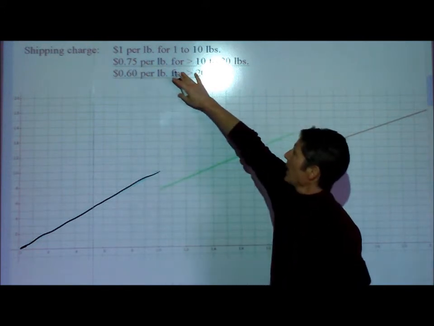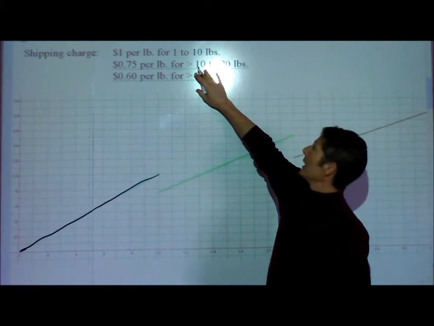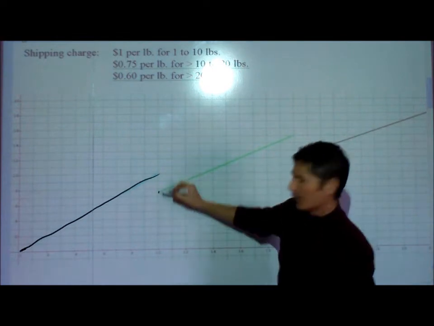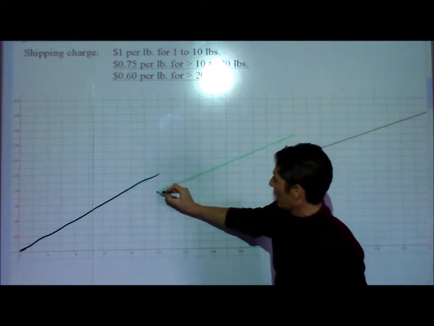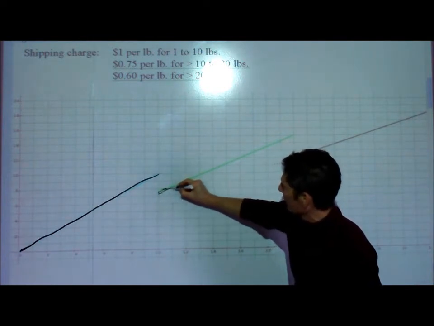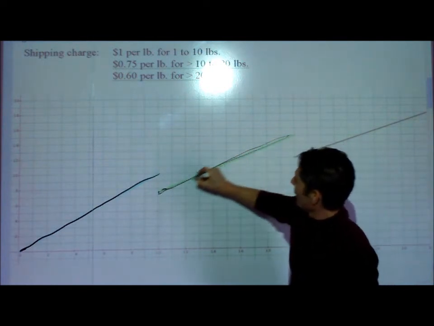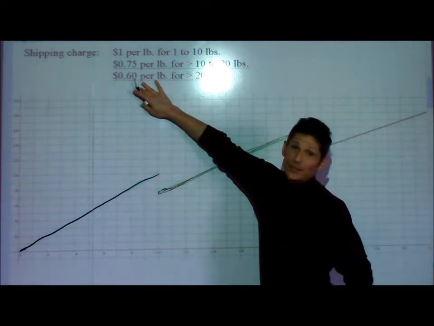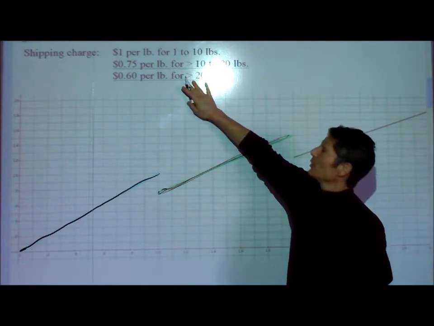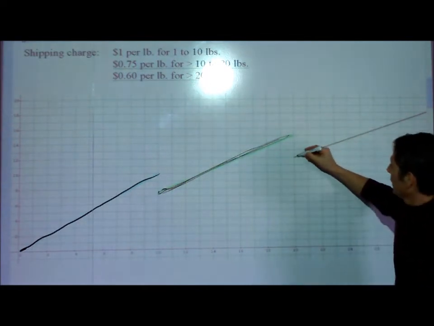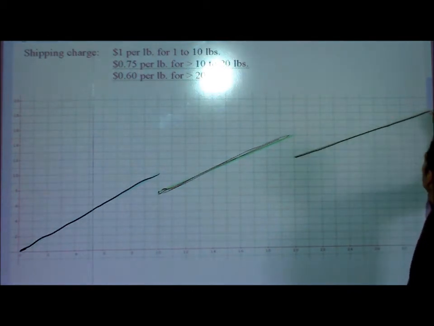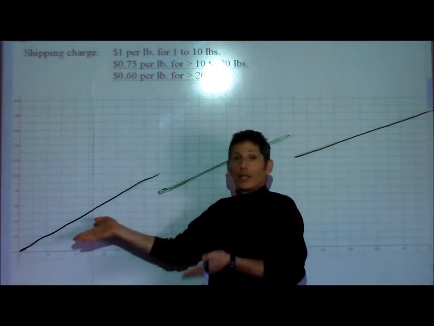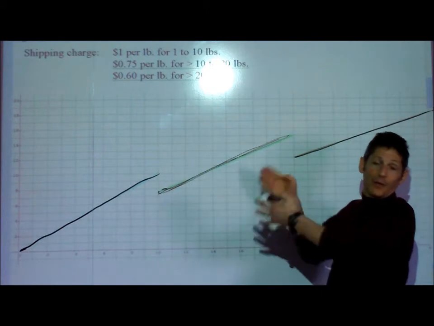Then 75 cents for anything that weighs between 10 and 20 pounds. So a 10-pound item is all of a sudden a little bit cheaper. It's a little bit strange, I know, at this point. It's a totally different function, a cost of items between 10 and 20 pounds. And finally, 60 cents per pound for anything greater than 20 pounds. So here I have another piece of a function to describe that. This continues forever, of course.